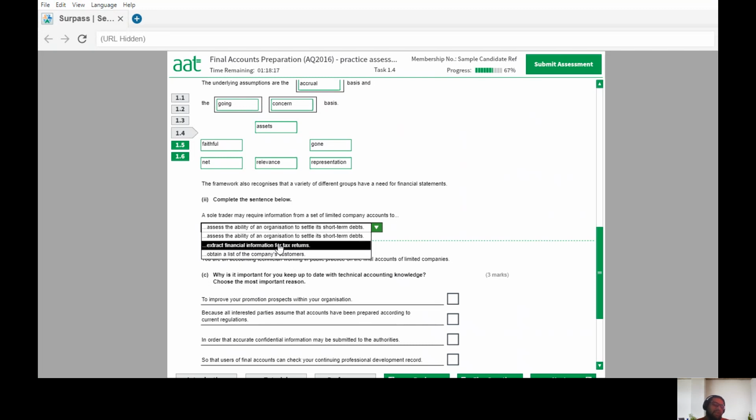We don't need financial information for tax returns. Why would you need to look at somebody else's for a tax return and obtain a list of the company's customers? That is even worse because that is confidentiality. You can't just breach customers' information to find out who their customers are. So that is not right. The answer is going to be the first one.